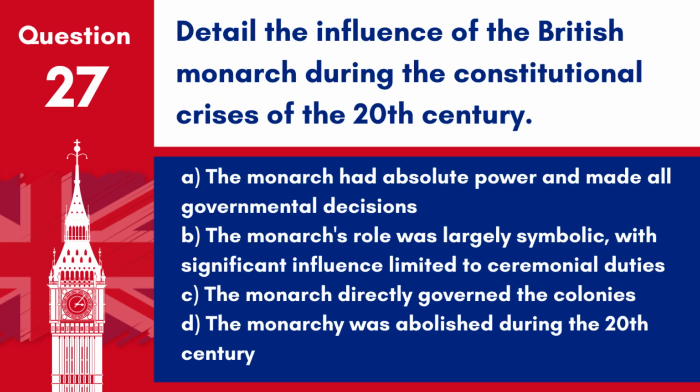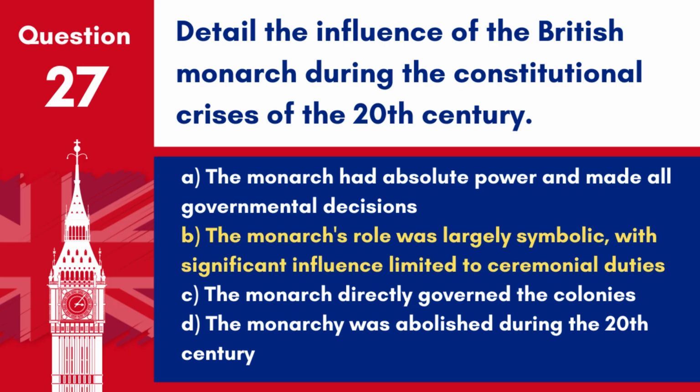Question 27. Detail the influence of the British monarch during the constitutional crisis of the 20th century. A. The monarch had absolute power and made all governmental decisions. B. The monarch's role was largely symbolic, with significant influence limited to ceremonial duties. C. The monarch directly governed the colonies. D. The monarchy was abolished during the 20th century.